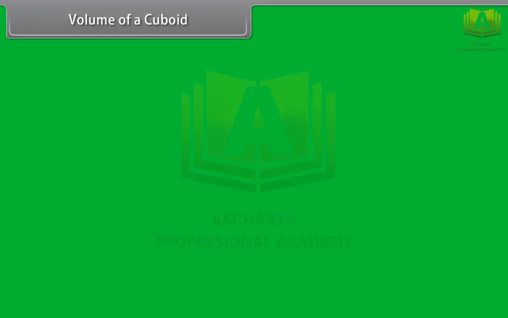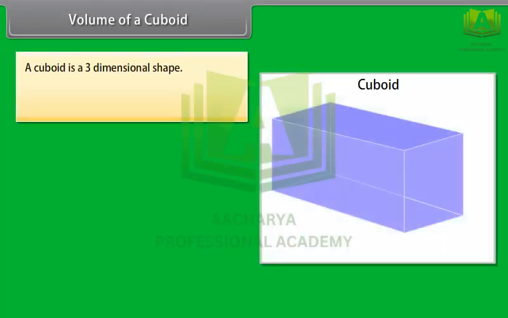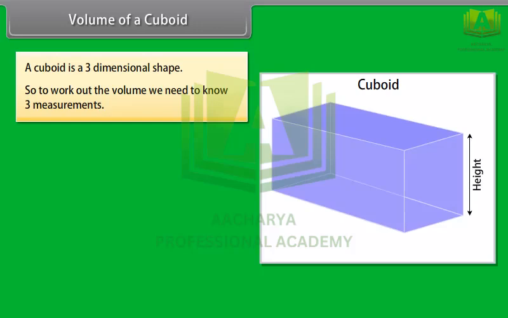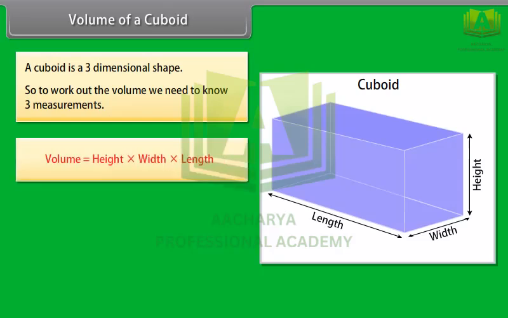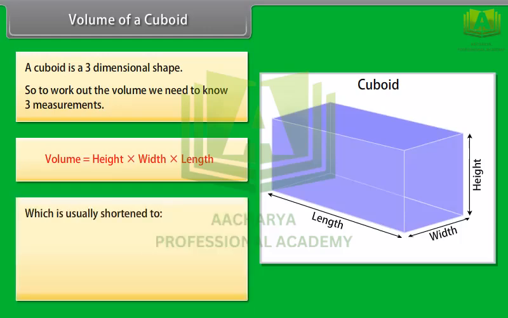Volume of a cuboid. A cuboid is a three-dimensional shape. So, to work out the volume, we need to know three measurements. Look at this shape. There are three different measurements: height, width, length. The volume is found using the formula, which is height into width into length, usually shortened to V equals H into W into L, or more simply, V equals LWH.